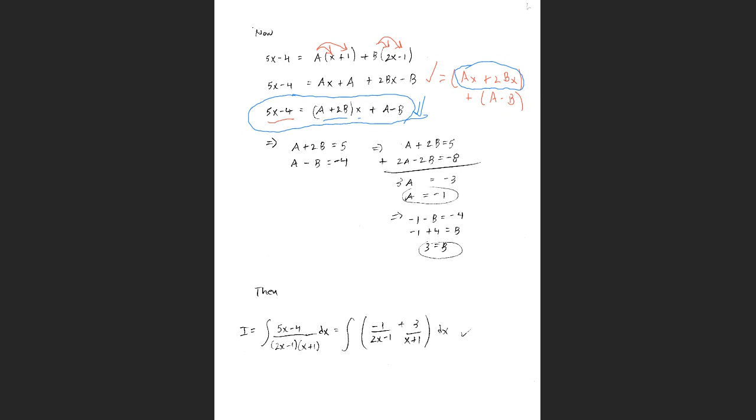So that means, for instance, that this 5x here would have to equal the quantity A plus 2B times X, right? In order for the left side to equal the right side of this equation, the X terms have to be equal.